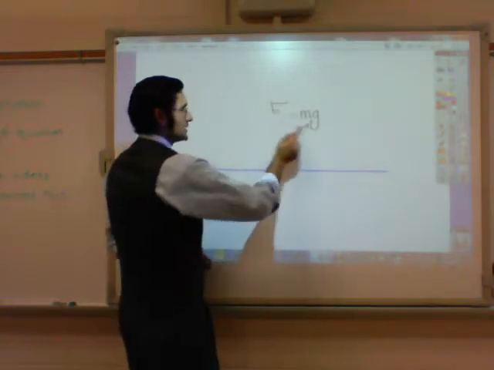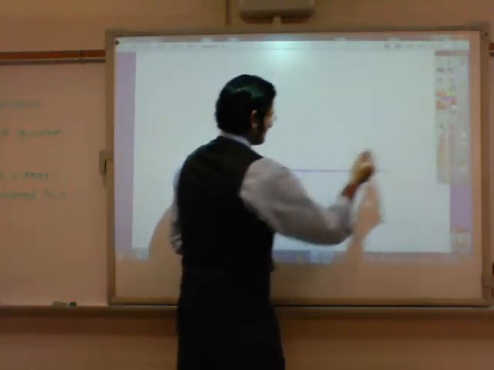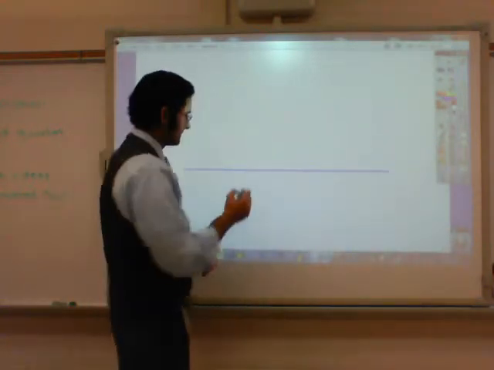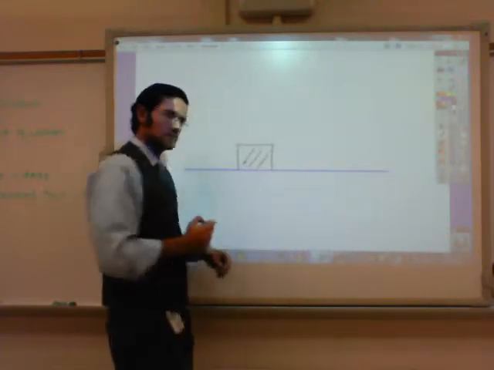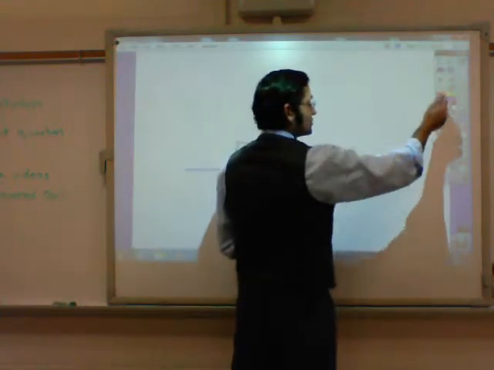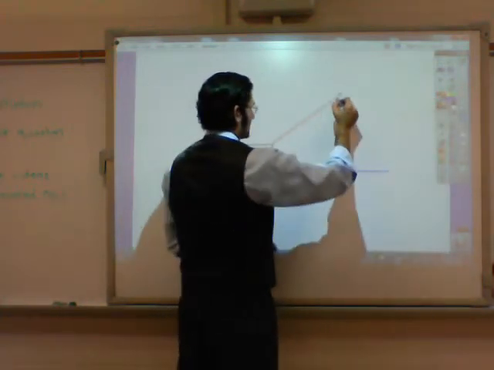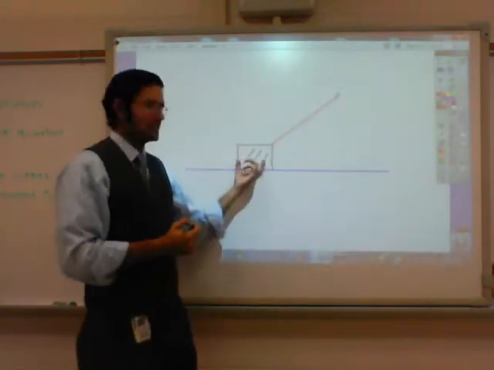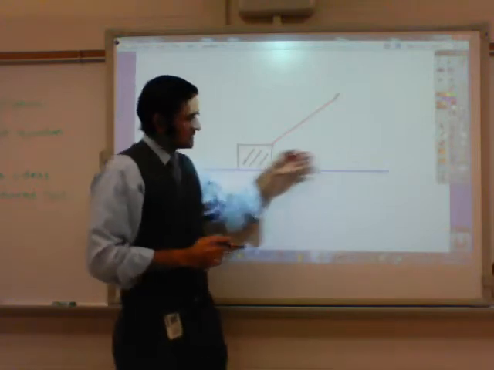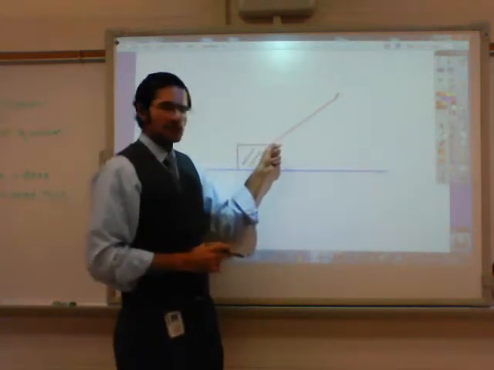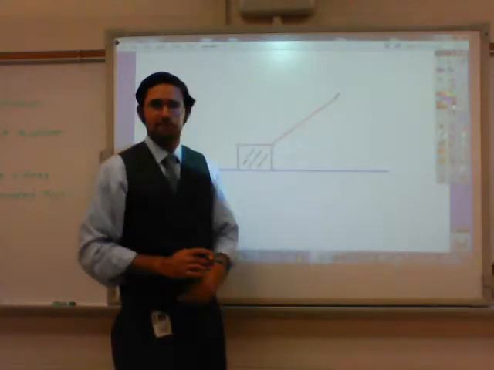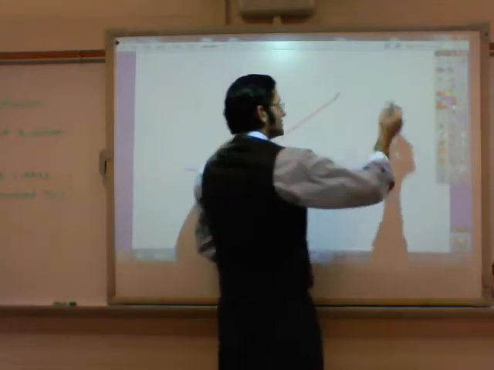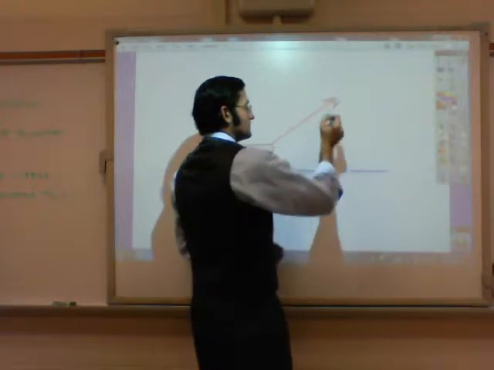We'll take the same box, but this time we're going to pull it with a rope. Same box, but now the box is attached to a rope. It's kind of like a toboggan or a sled. You're trying to pull this sled sideways, so you take the rope, attach it to the sled, and you're pulling it on your shoulder, and you're walking to the right. So that means you're exerting a force upwards.